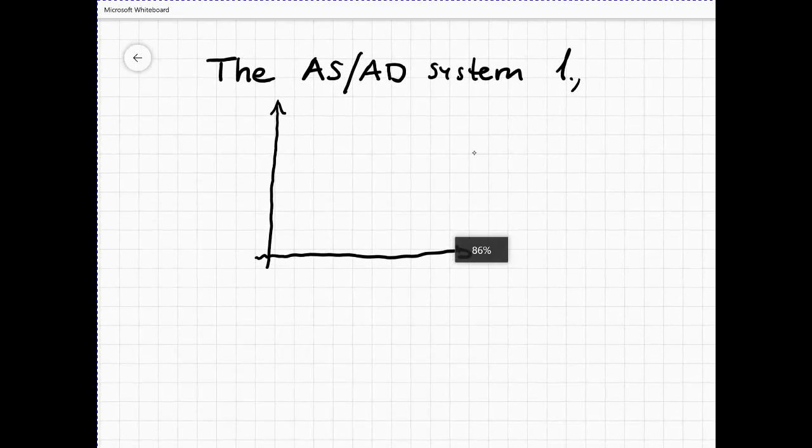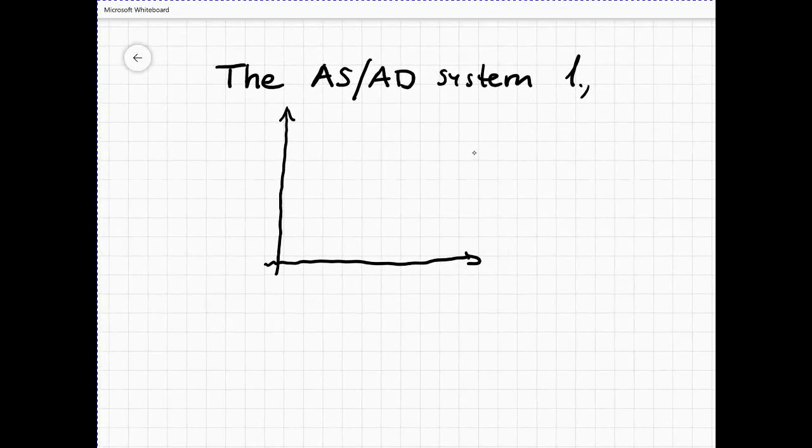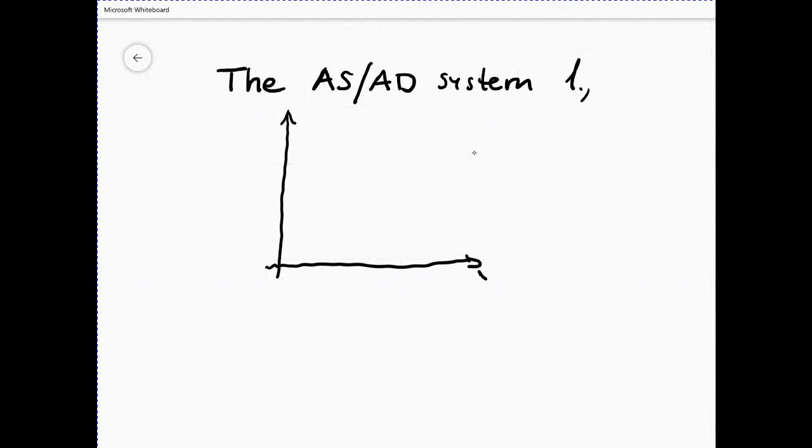In the ASAD system, we use a simple coordinate system with the real GDP being on the horizontal axis and the price level being along the vertical axis. We will have three curves in this system. First, we are going to have a negatively sloped aggregate demand, a positively sloped short run aggregate supply, or SRAS.